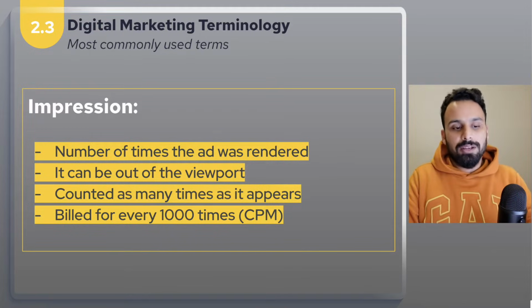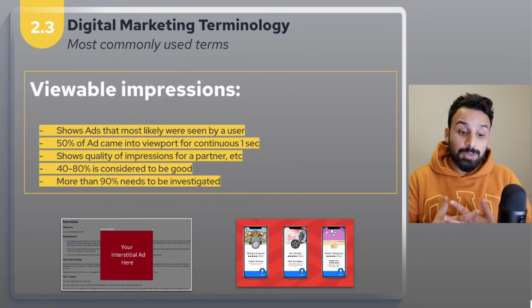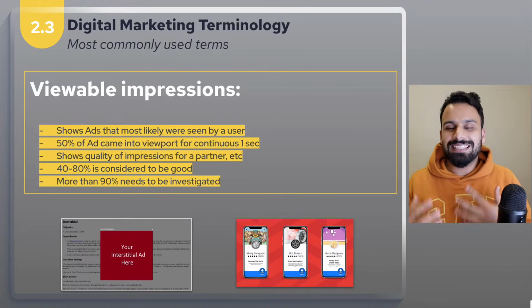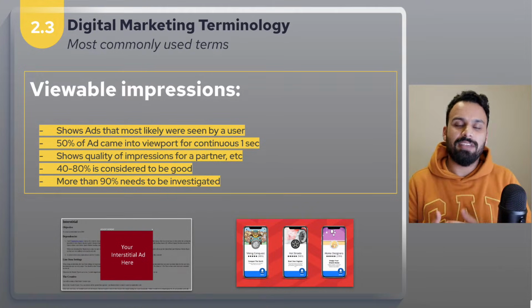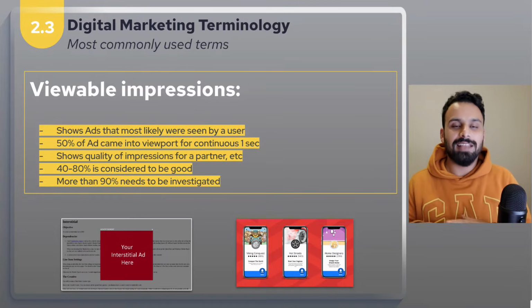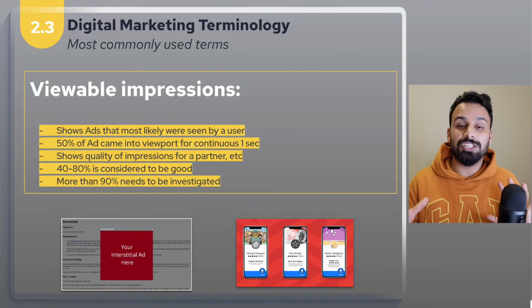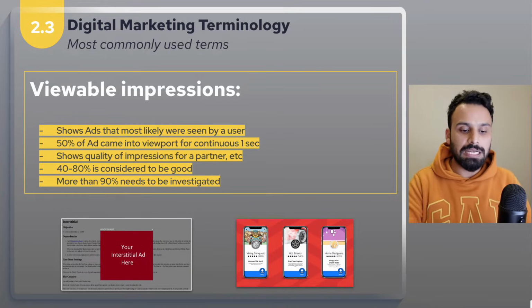So now that we know what an impression is, let's move to our second metric, which is viewable impressions. Guys, the points I'm telling you are very, very important to remember. When you go ahead in your career, there will be a lot of instances where you need to know all these terms and conditions about how a metric is counted, what it means, and what the different conditions are.